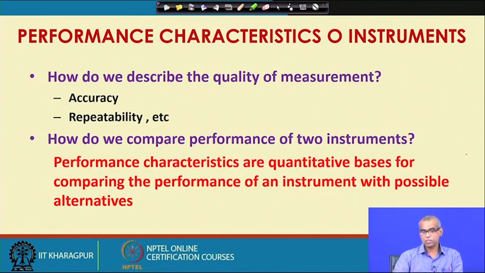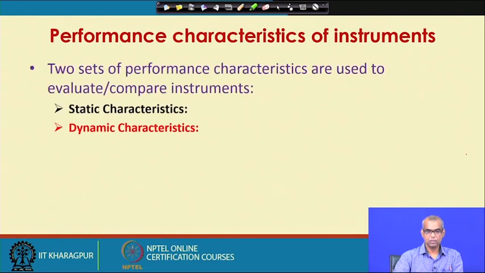So, performance characteristics are a quantitative basis for comparing the performance of an instrument with possible alternatives. There are two sets of performance characteristics, and both are used to evaluate the performance of instruments or to compare the performance of instruments. They are known as static characteristics and dynamic characteristics.